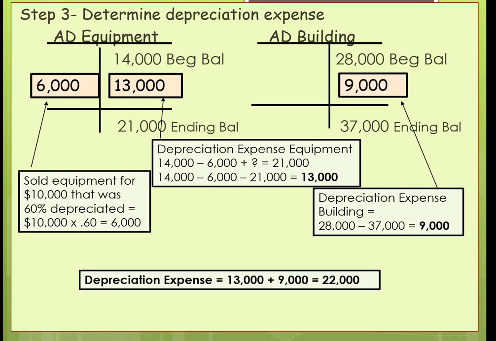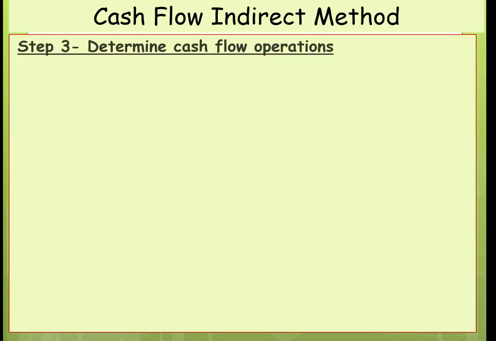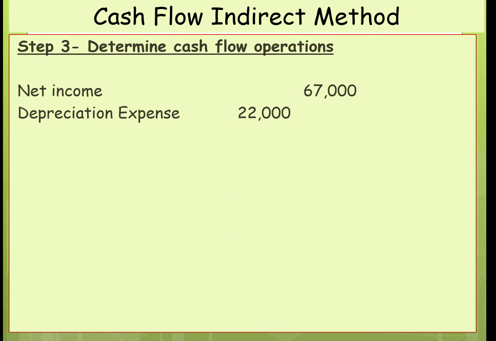Okay. So that's going to be on our cash flow operating activities as something we add back in, because remember, depreciation expense is a non-cash transaction, so we add it back into net income to get to cash-based net income. So here's what we're going to do. We're going to start with net income. We're going to add back in the depreciation expense.